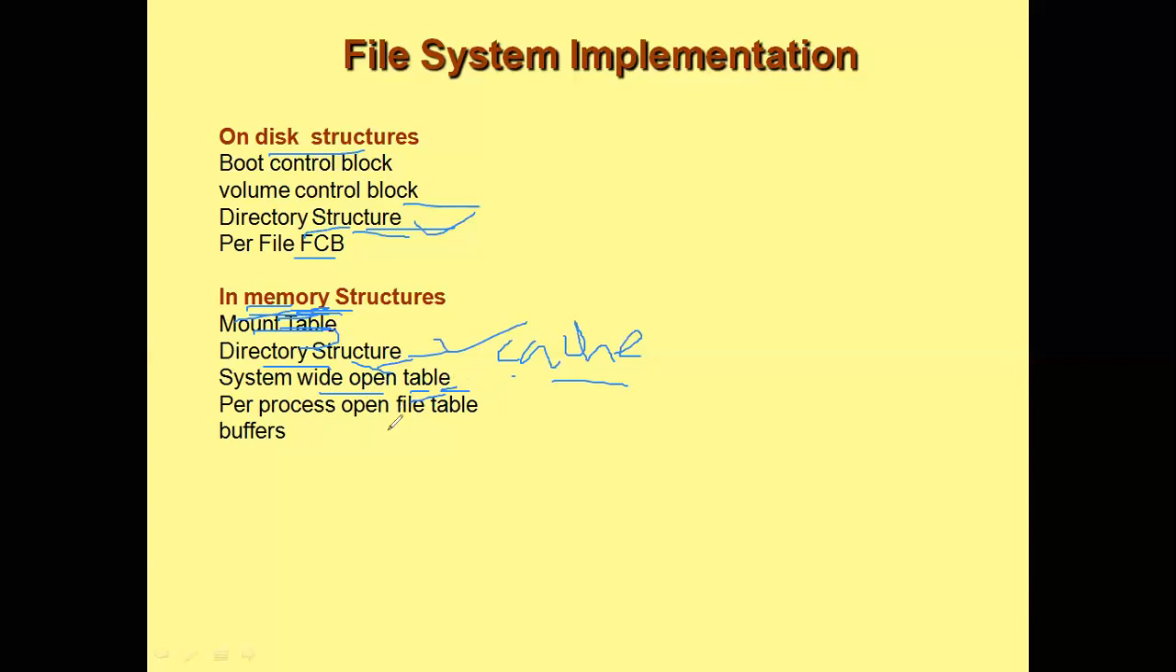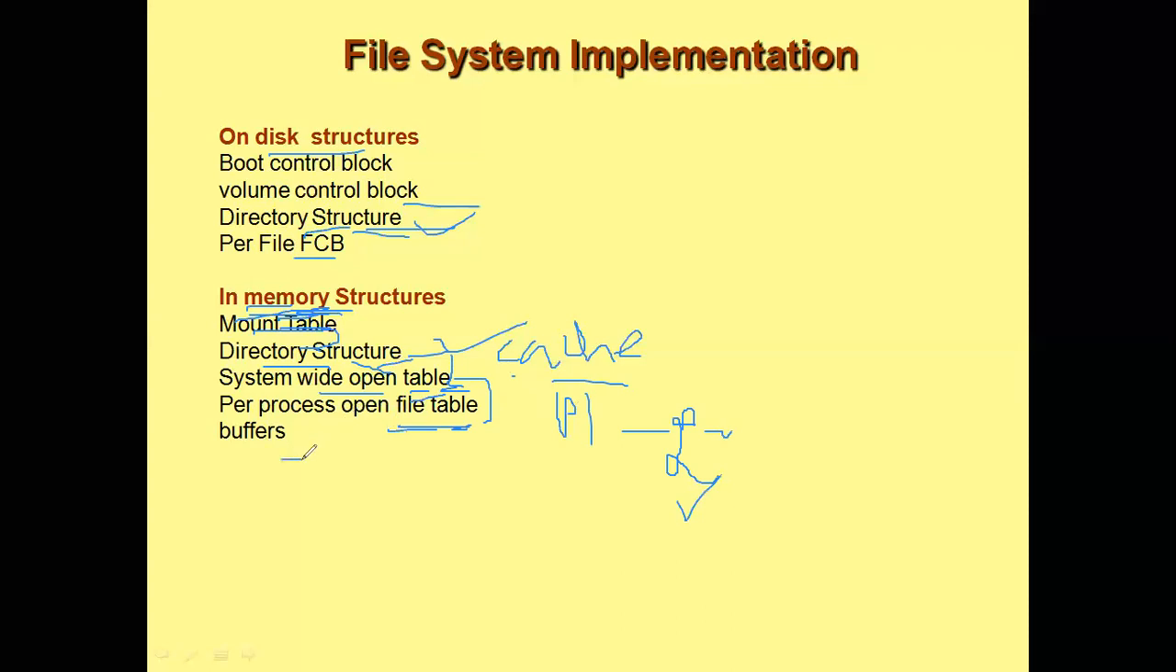Every piece of information of each file, each copy of the FCB, is stored in the system-wide open table. Coming to the per-process open file table, this is maintained with respect to each of the processes. For example, P1 has opened, let's say, 2 files. For each process, you will have a per-process open file table, which will have pointers pointing to the system-wide open table. So P1 has opened 2 files, and there will be 2 pointers pointing to the system-wide open table with respect to these 2 files.